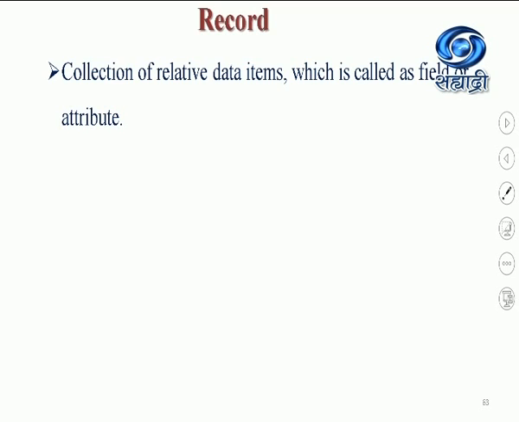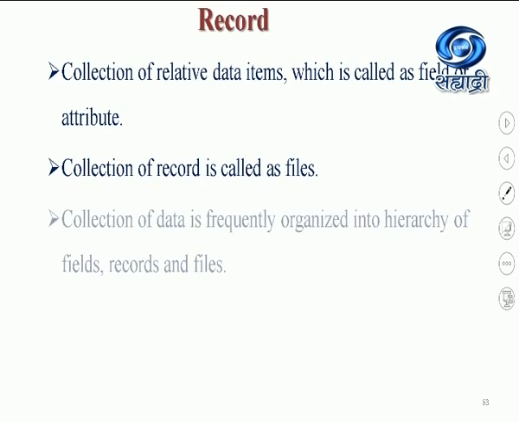Next is the record. The definition of a record is that it is a collection of fields. Then a collection of records is called a file.